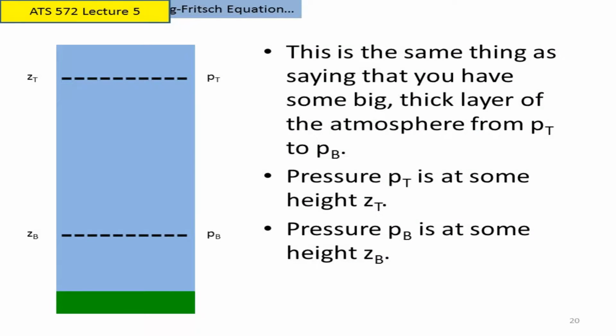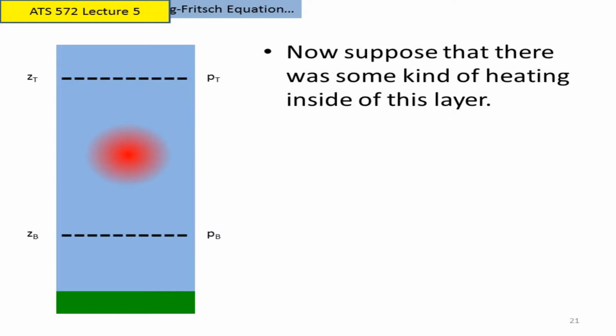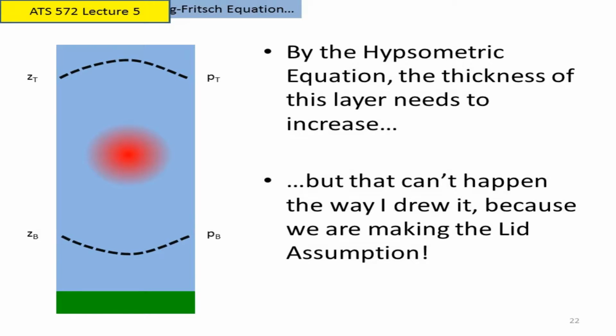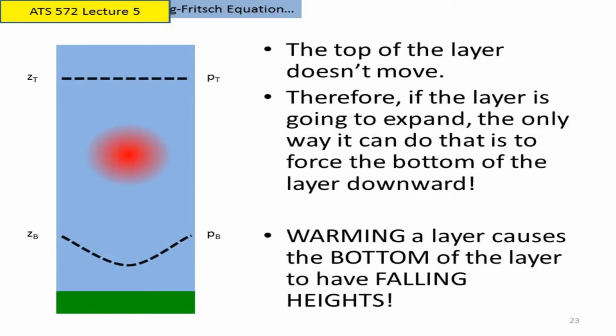Now, it's easier to see that with these little cross sections that I made here. I've got two little levels of the atmosphere. We're calling them bottom and top. And if I had some kind of warming inside of the layer there, well, all kinds of places in your atmospheric science education, we showed how that layer will then expand. I'm showing it kind of bowing up and bowing down, but that can't actually happen in the framework of the Hirschberg-Fritsch equation because we've made a lid assumption.